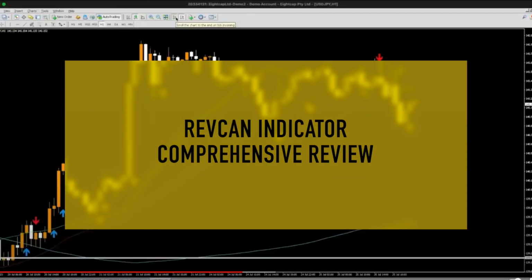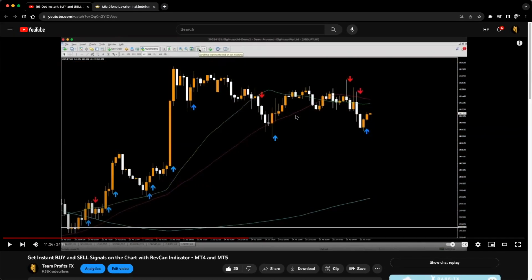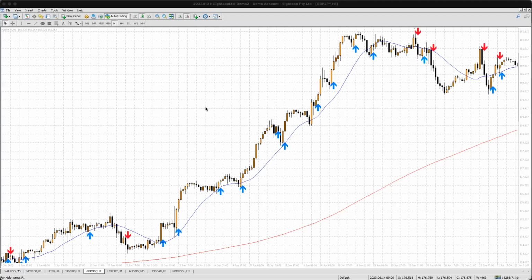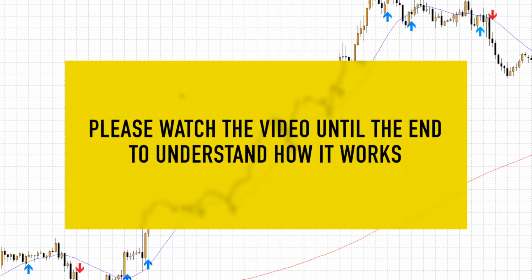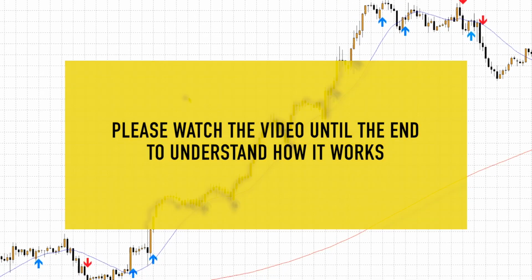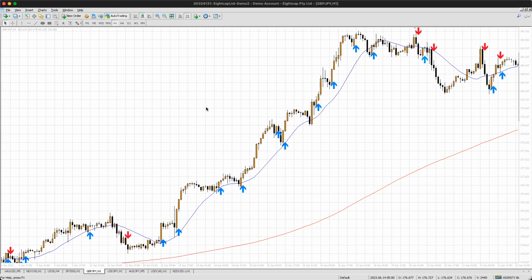This is part 2 of the RevCan indicator. This is actually a paid indicator and it's exclusive for MT4 and MT5. And today in this update, I want to change a couple of things. Well, not too many things, one in particular. In order to get the best out of this indicator, it's very simple to use. No complications. Don't overthink too much.